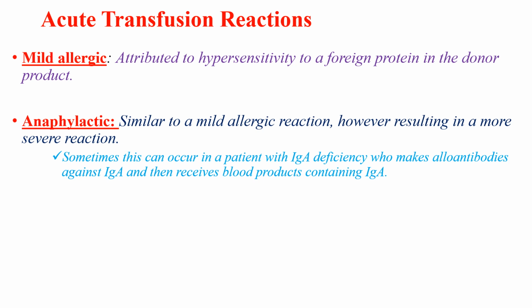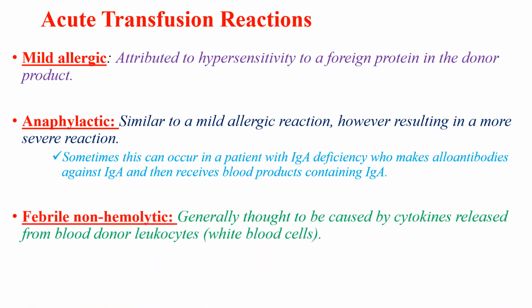Sometimes this can occur in a patient with IgA deficiency who makes alloantibodies against IgA and then receives blood products containing IgA. The other is febrile non-hemolytic. This is generally thought to be caused by cytokines released from blood donors' WBC or leukocytes.